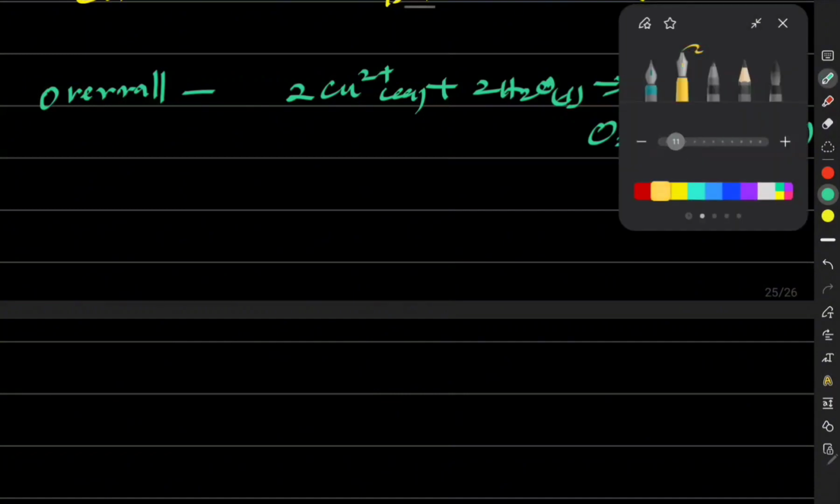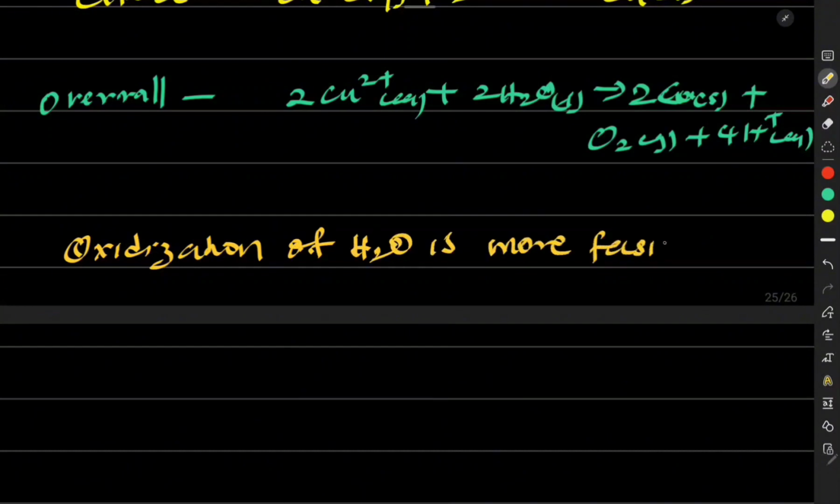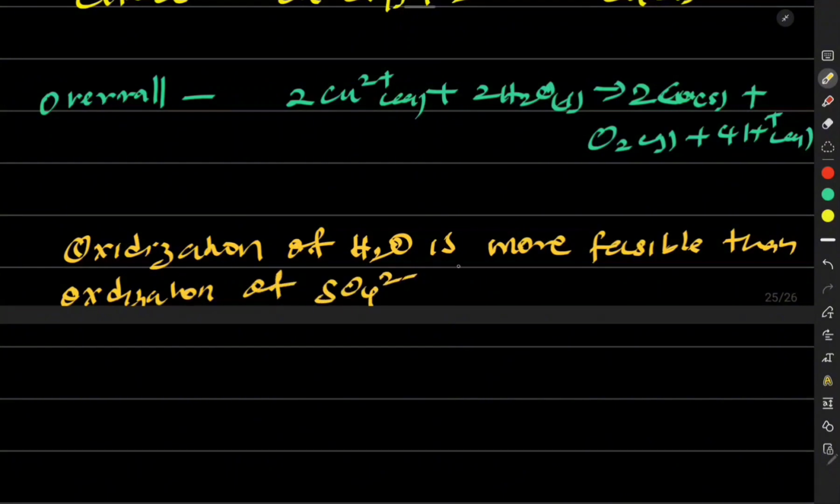Let's write it down. Oxidation of water is more feasible than oxidation of sulfate ions. Therefore, O2 is released by oxidation of H2O.